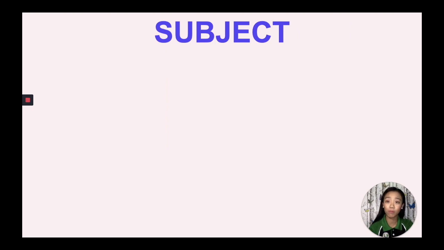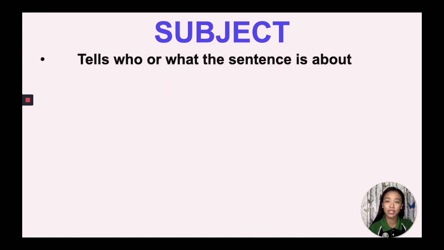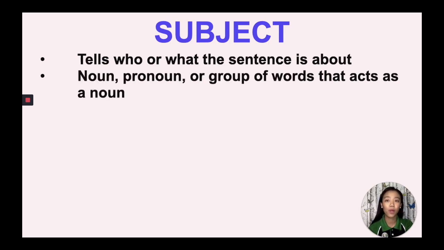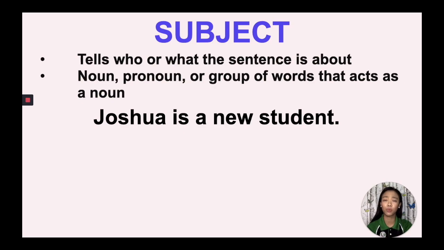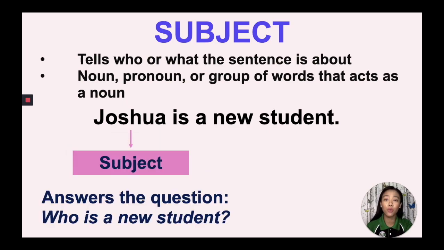Now, what is a subject? A subject tells who or what the sentence is about. Moreover, it may be a noun, pronoun, or group of words that act as a noun. In this sentence, Joshua is a new student. The subject is Joshua. It answers the question, who is a new student?